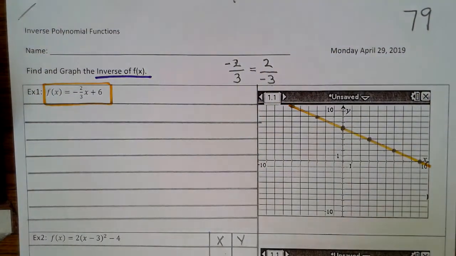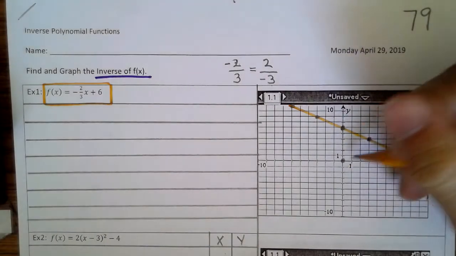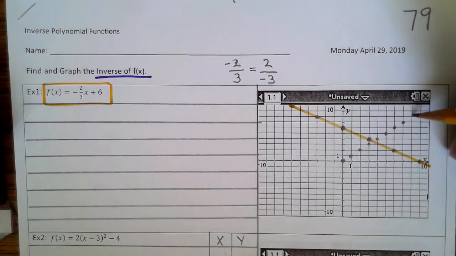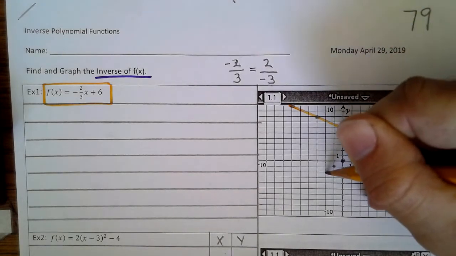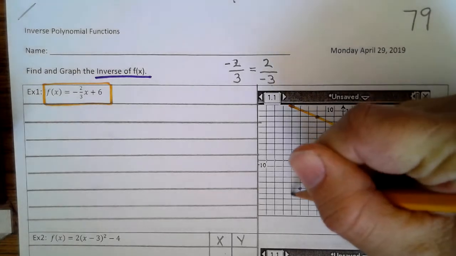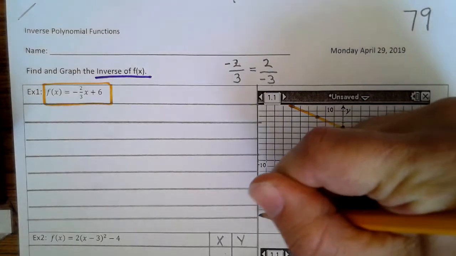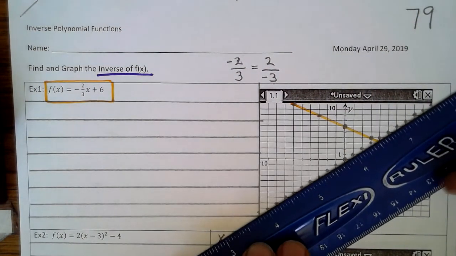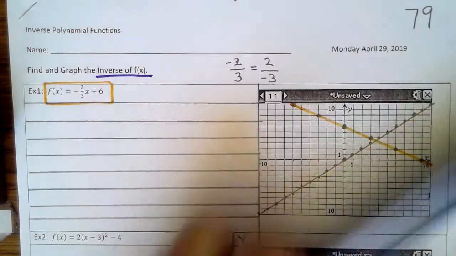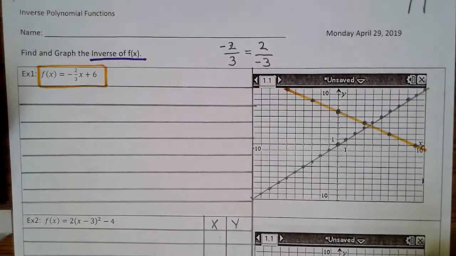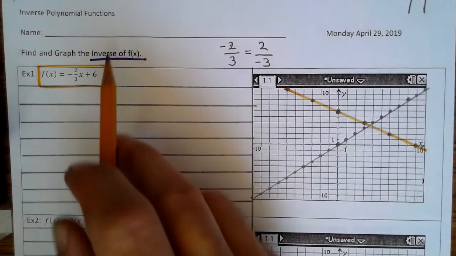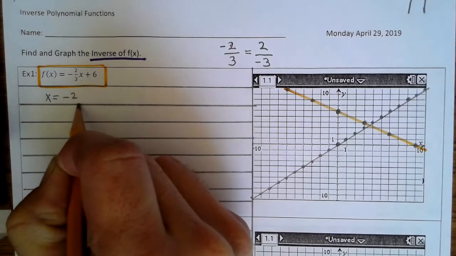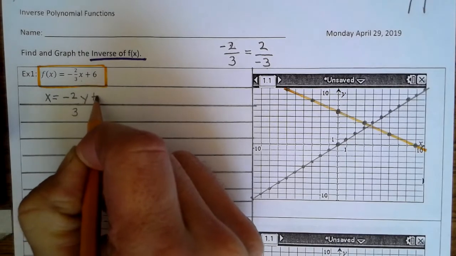Now, before we find the inverse, we want to graph the y equals x line. Because if they're inverses, they're going to reflect over the y equals x line. Okay, so here, to find the inverse, we switch the x and y. So x equals negative 2/3 y plus 6.